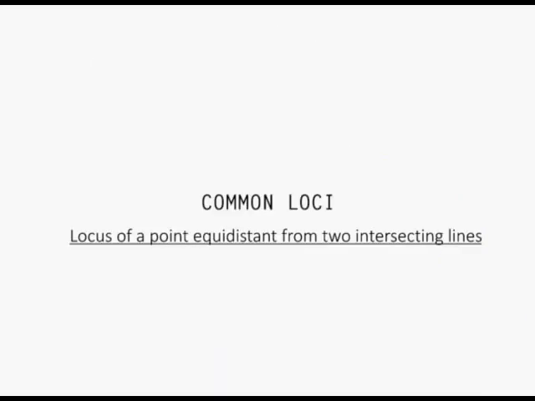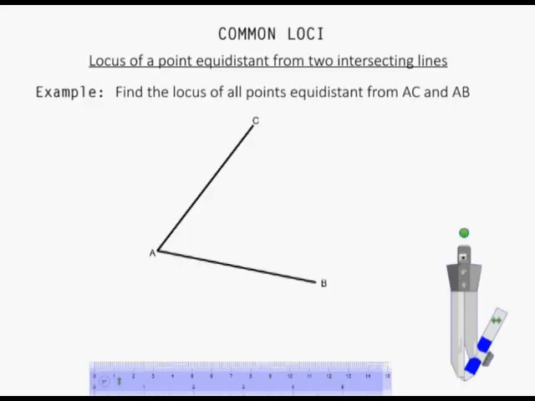Number 4, the locus of a point equidistant from two intersecting lines. Find the locus of all points equidistant from AC and AB. Now, if you draw an angle bisector of angle BAC, any point on that bisector will be equidistant from the two lines.